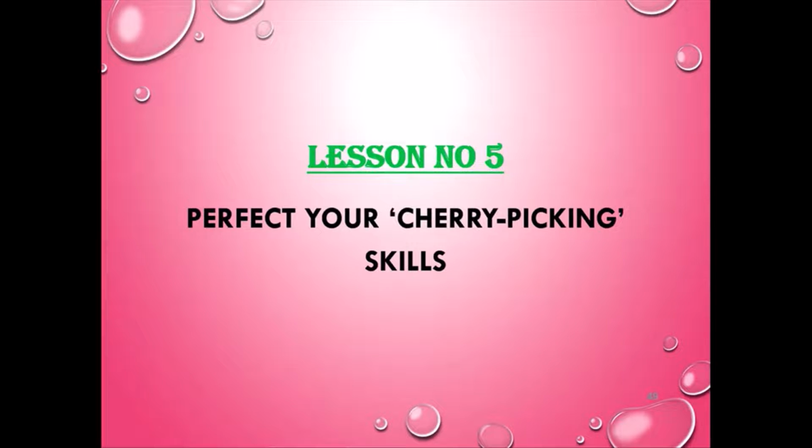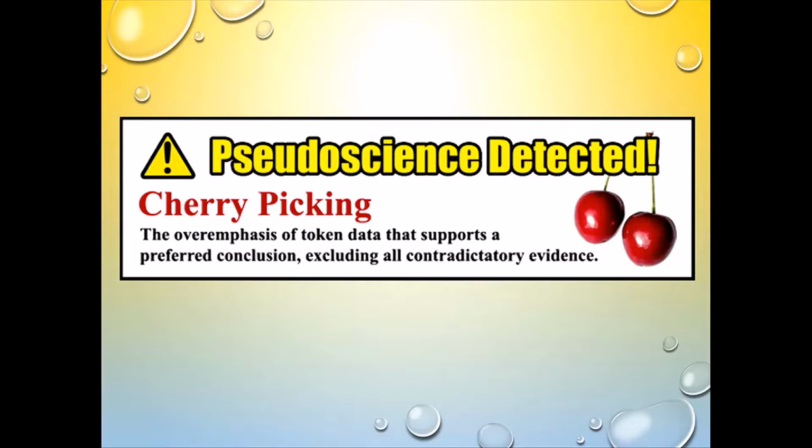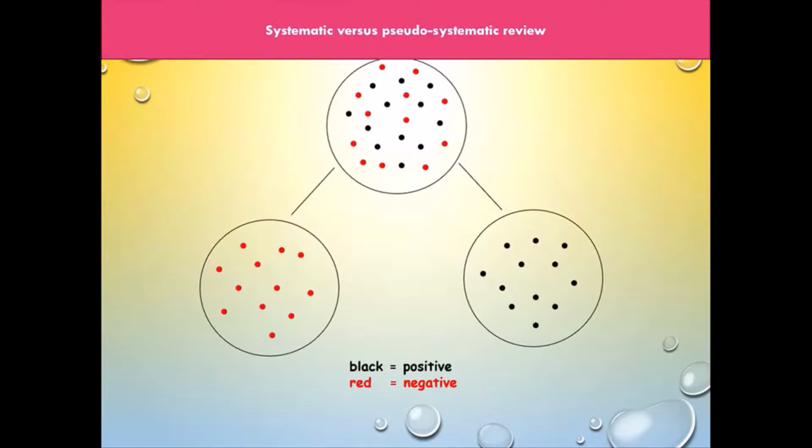After making all these claims, you need to learn your fifth lesson, and this is you need to perfect your skills of cherry picking. Cherry picking is a hallmark of pseudoscience, as you may know, and just one example of how people do cherry pick. We have talked about systematic reviews already. Systematic reviews, you collect all the relevant data that you can find.